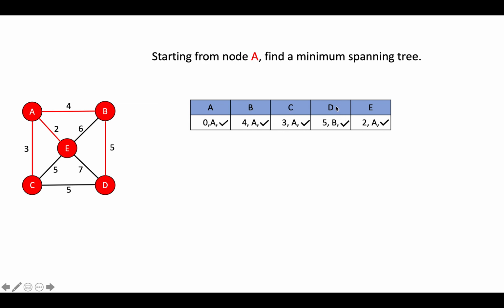And then we connect node D to our minimum spanning tree via node B, and the weight of the edge BD is 5. And lastly, we connect node E to our minimum spanning tree via node A, so we use the edge AE, and the weight is 2. So basically, this is the idea of how to use Prim's algorithm to find a minimum spanning tree. That's all. Thank you.